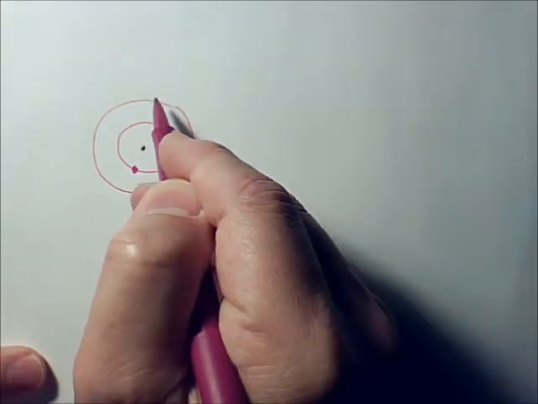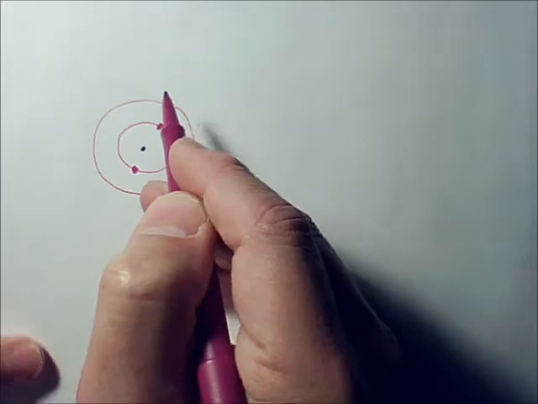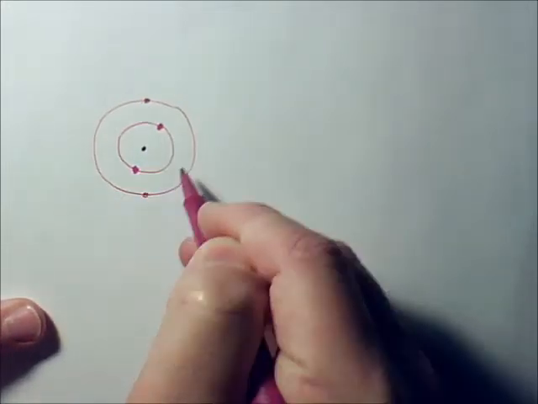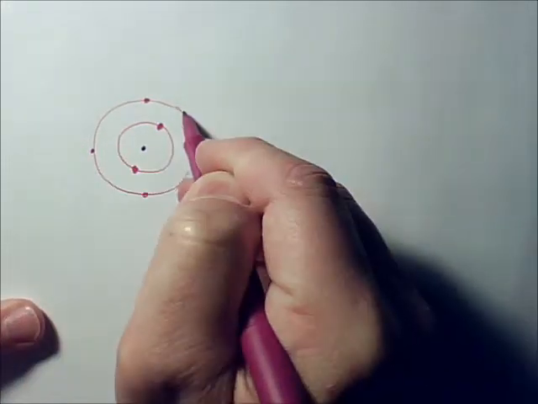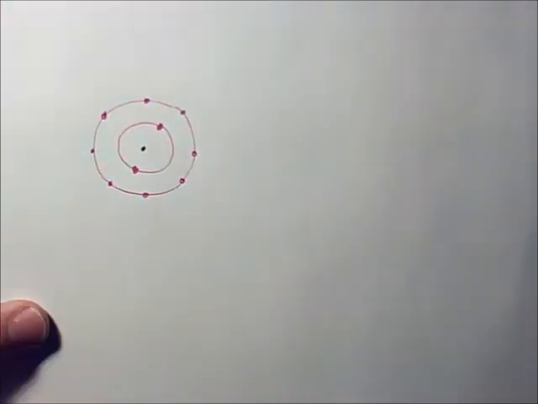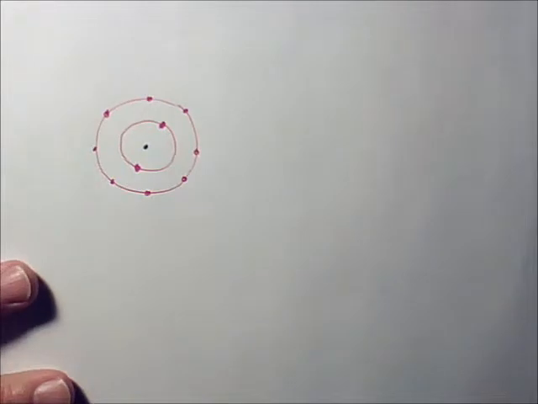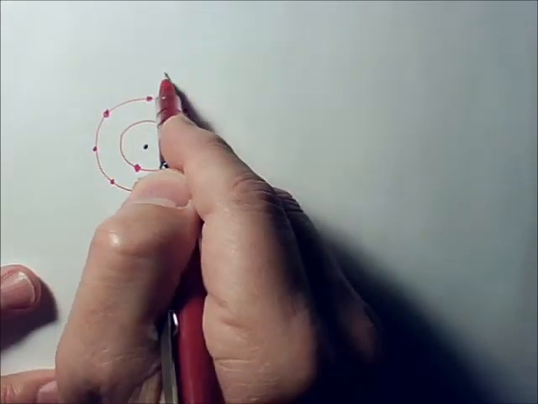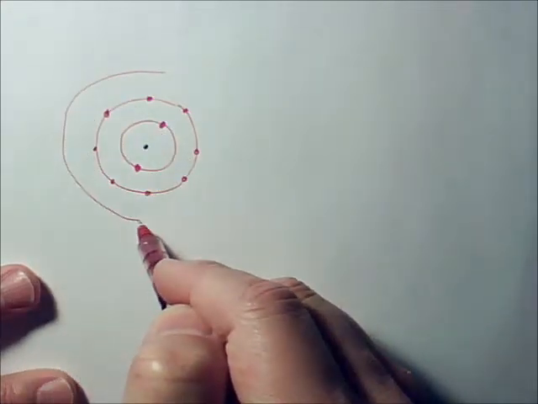Now, did you put them in pairs or did you space them around? Space them around. So 1, 2, 3, 4, 5, 6, 7, 8 electrons, okay? That's the way you did it in physical science, right? And the third circle, how many dots did you put on the third circle?